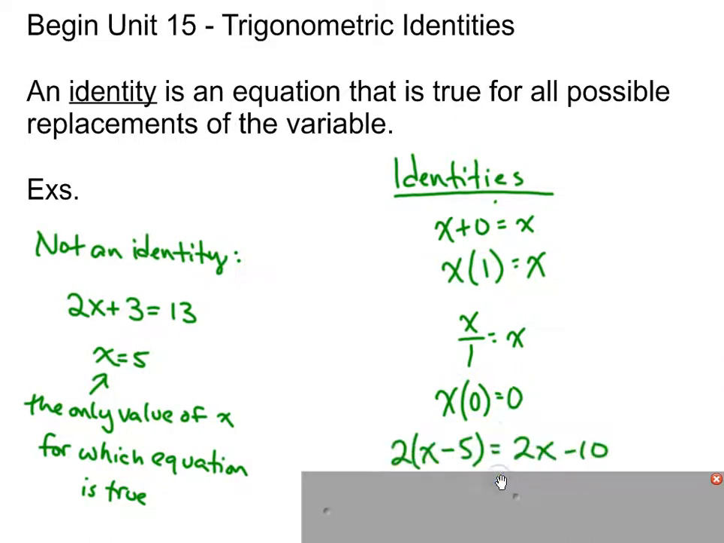Maybe you thought of, well, I could have a distributive property type equation where we have an expression in parentheses here, and on the right side it's distributed. There's millions of examples, but all those are examples of identities. They're true for any possible replacements of the variable. So, now let's identify some trig identities.